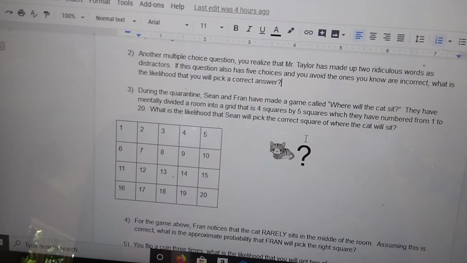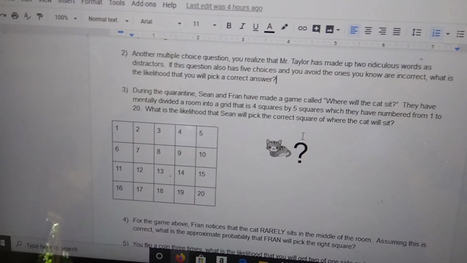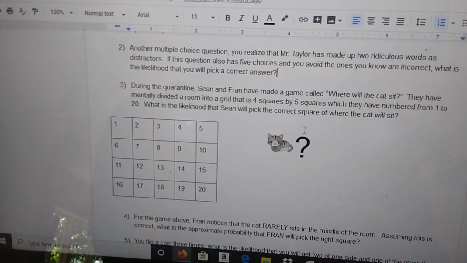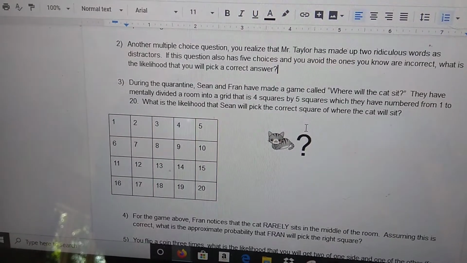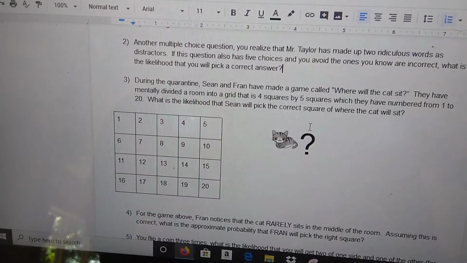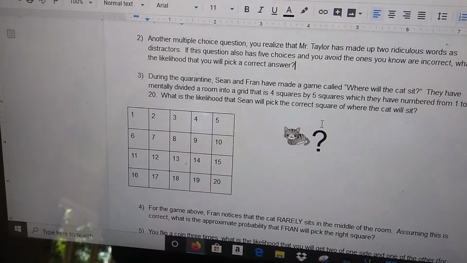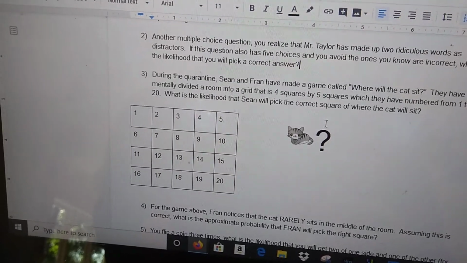During the quarantine, this is number 3, Sean and Fran have made a game called Where Will the Cat Sit? They have mentally divided the room into a grid of 4 squares by 5 squares, which they have numbered from 1 to 20. It's in my picture here. What's the likelihood that Sean will pick the correct answer of where the cat will sit?